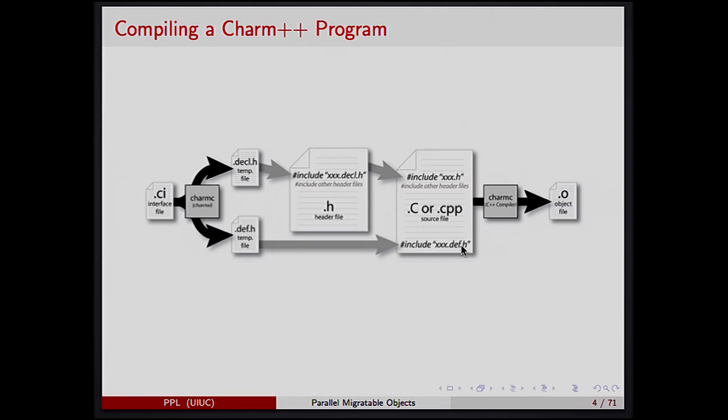You feed those files to your regular C compiler. But since you need to link some libraries, et cetera, charmc is the compiler script that we provide, which wraps and includes those things automatically for you. That will produce a .o object file. Again, you feed it to charmc. It will produce the executable for the particular machine that you want.